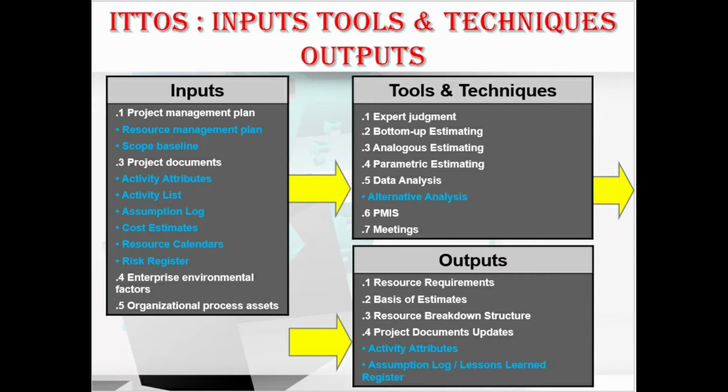Coming to the tools and techniques, we have expert judgment, bottom-up estimating, analogous estimating, parametric estimating, data analysis technique, which consists of alternative analysis, and we have the PMIS, that is project management information system, and we have meetings. Coming to the outputs, we have the resource requirements, basis of estimates, resource breakdown structure, and the project document updates, which consist of the activity attributes, assumption log, and the lessons learned register.